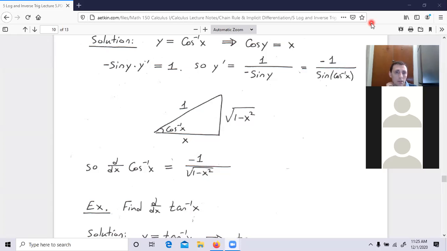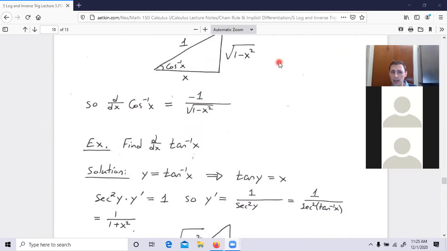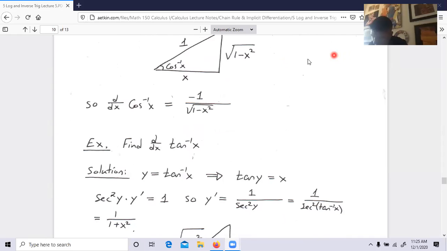Okay, good. I see 4 calculations. 5. Good. All right, so the rest of you pace up. Here is what we can do. We can say y equal to tangent inverse. And so if you apply tangent to both sides, you have tangent of y equal to x. The derivative of tangent is secant squared. So we have secant squared y times y prime is equal to 1. And so y prime is 1 over secant squared of y. And that is 1 over secant squared tangent inverse x.